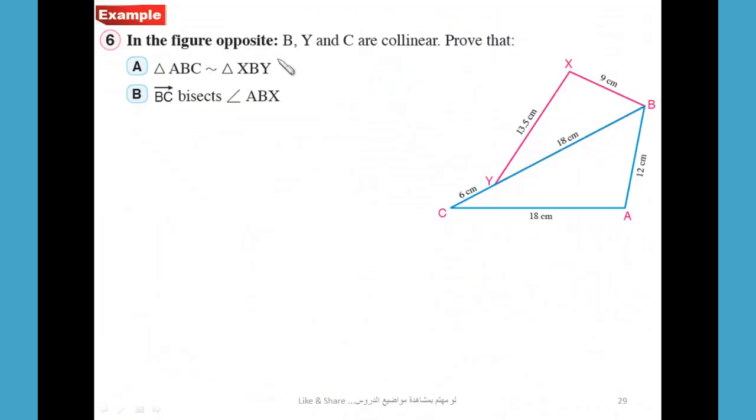In the figure opposite, B, Y, and C are collinear. It means B, Y, and C, these 3 points, are on the same straight line. Prove that triangle ABC is similar to triangle XBY.